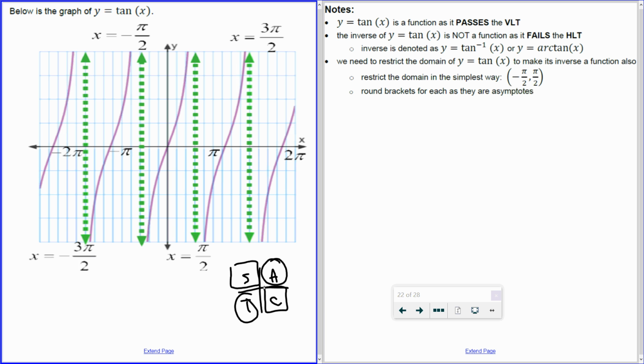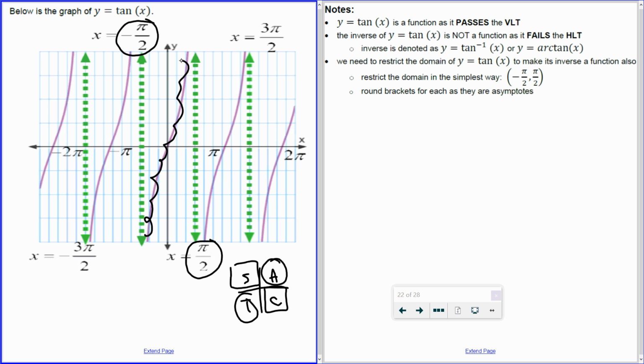So I could restrict it in a couple of different ways, but the way that I'm going to restrict it so it's all one fluid piece is from negative pi over 2 to positive pi over 2. Now, not including those values because that would be a vertical asymptote. So if I restrict it in there, I can get where tan is positive and negative in one piece. So I'm going to restrict the domain that way.